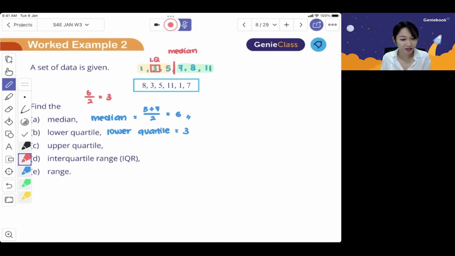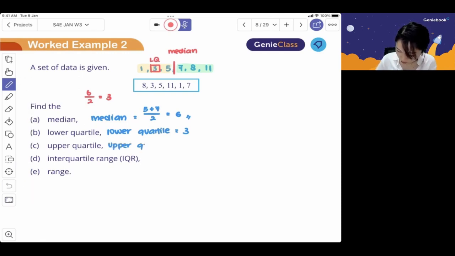Okay, and very good, Nigel. Well done. What about the upper quartile? What about the upper quartile value? Well done, Alicia. Well done, Nigel. Very, very good. The upper quartile value is the middle value in the upper half. So that will be 8.